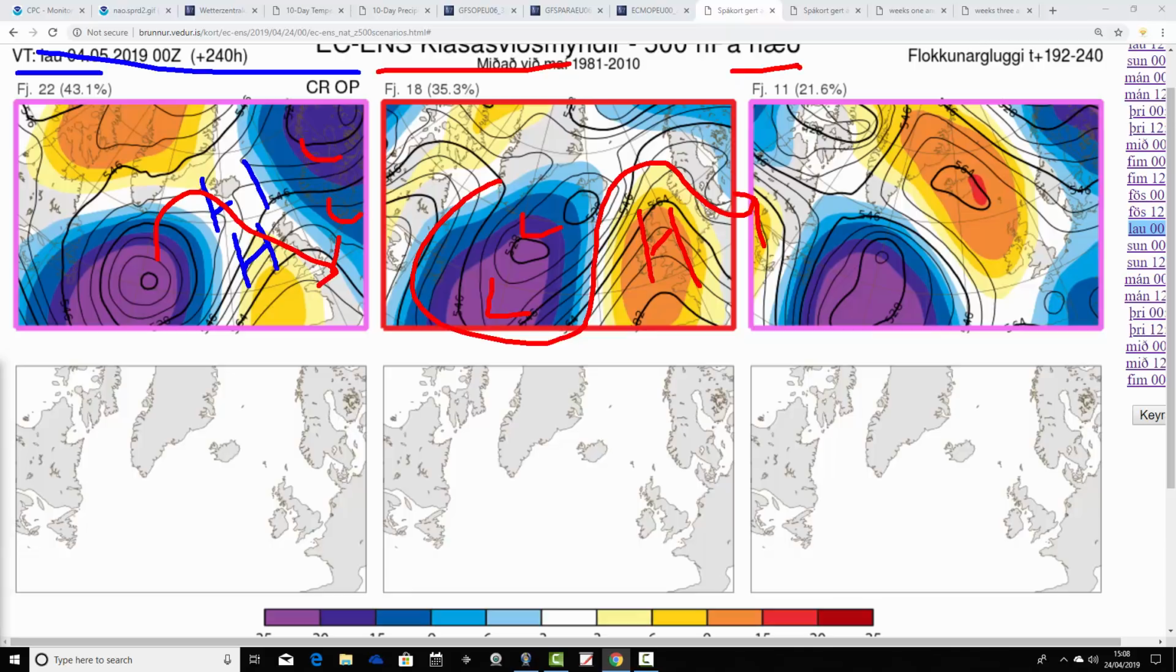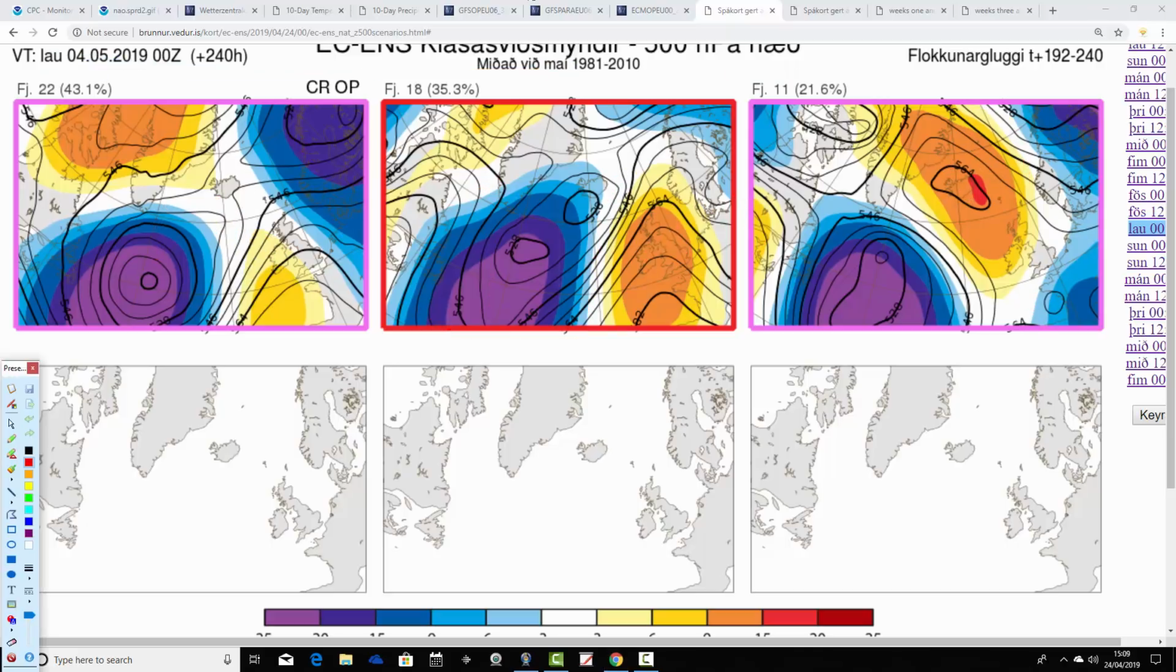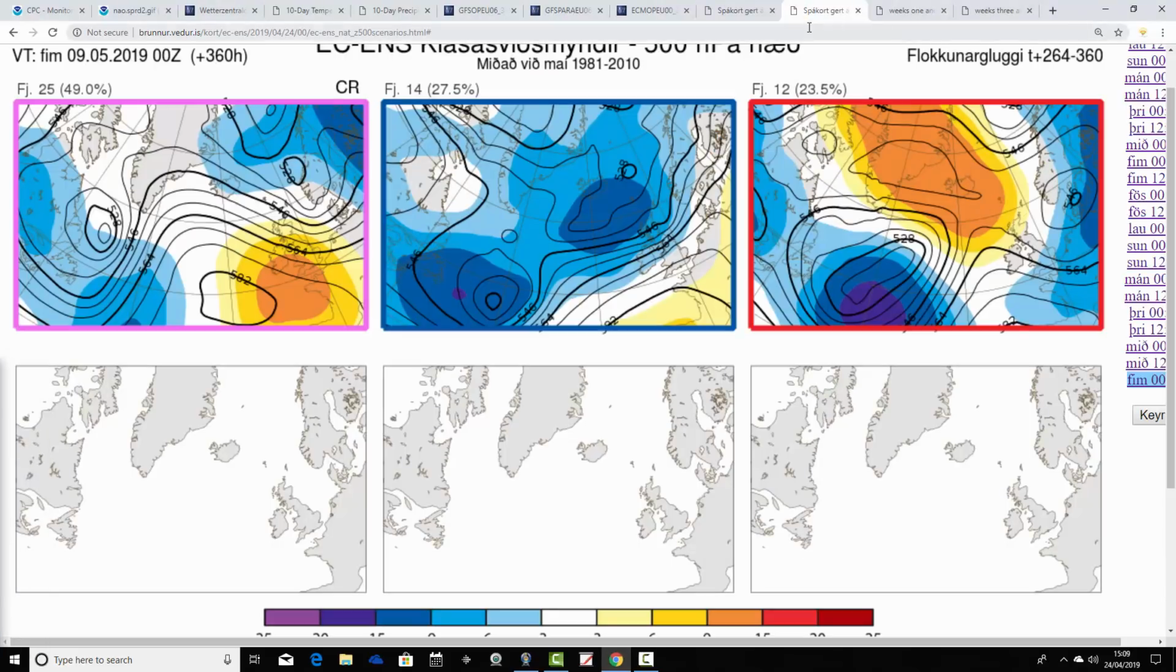And then we've got 11 that have high pressure up towards Greenland and Iceland, a bit of a blocking signal. They are reasonably dry, but they'll be pulling in colder north to northeasterly winds for the start of May.